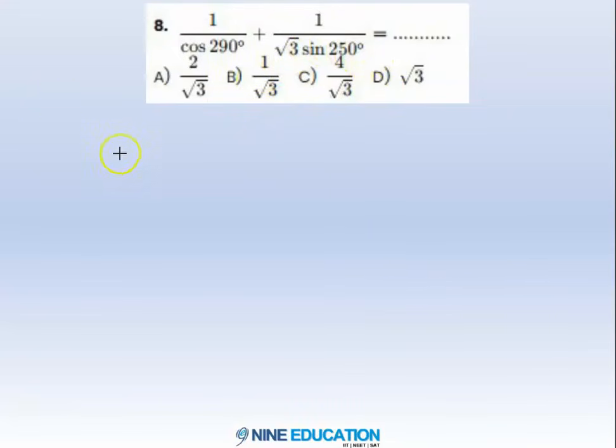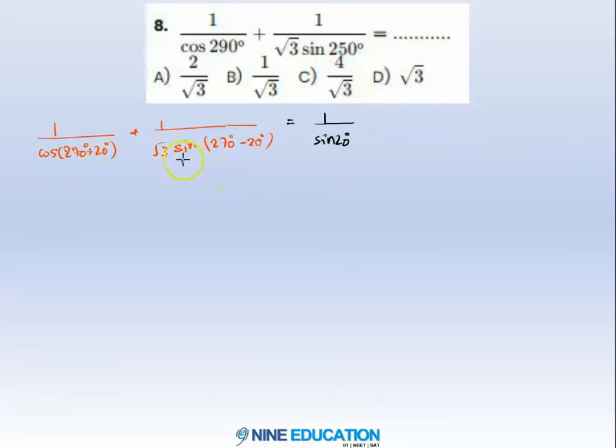Question number 8 is 1 by cos 290 degree plus 1 by square root of 3 sin 250 degree is equal to. So to solve this question, we can write cos 290 degree as cos of 270 degree plus 20 degree. Then we can express sin 250 degree as sin of 270 degree minus 20 degree. 1 by cos of 270 degree plus 20 degree can be written as 1 by sin 20 degree.